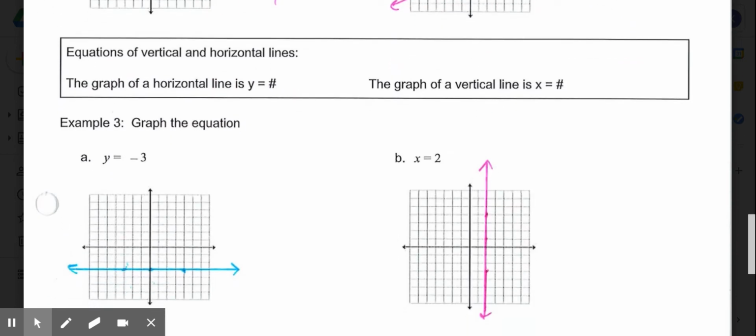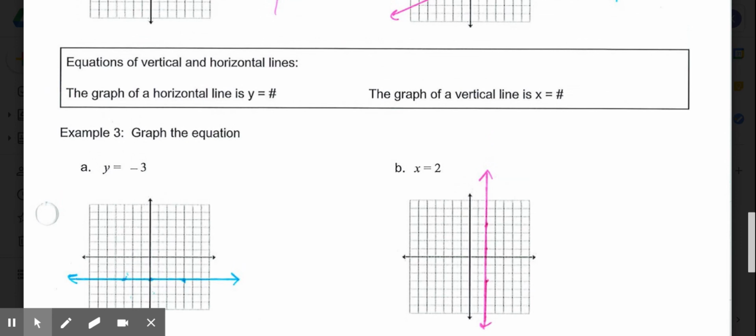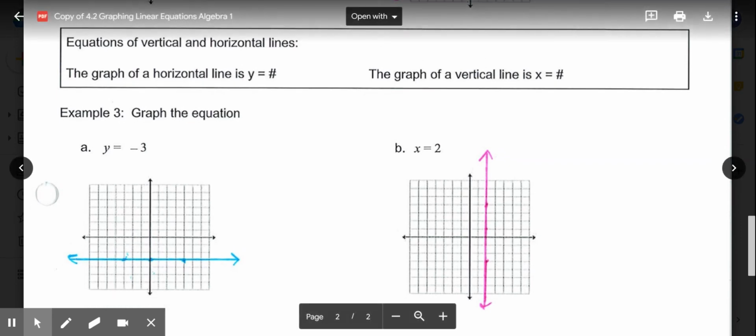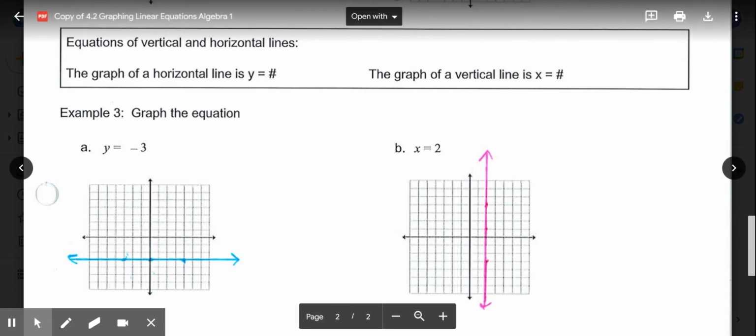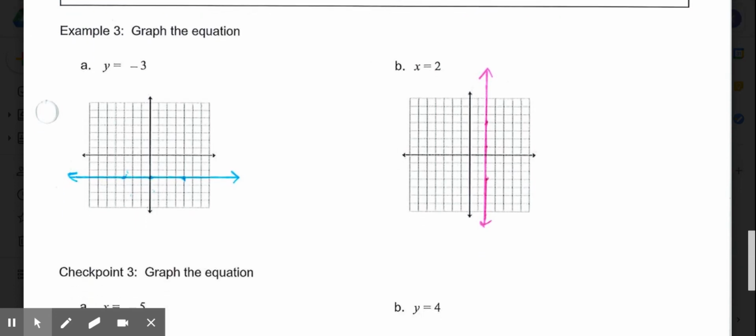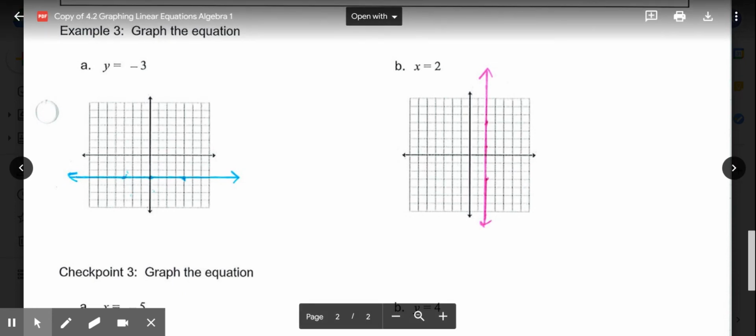And then the last example we're looking at today are special cases. So these would be the equations of vertical and horizontal lines. The graph of any horizontal line will simply be y equals a number. There is no x. The graph of any vertical line is x equals a number. There is no y. So in example 3a, if I'm graphing y equals -3, that's a horizontal line through -3.